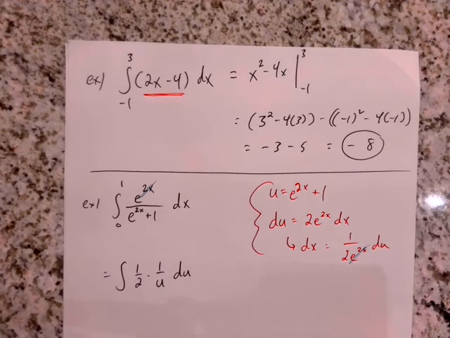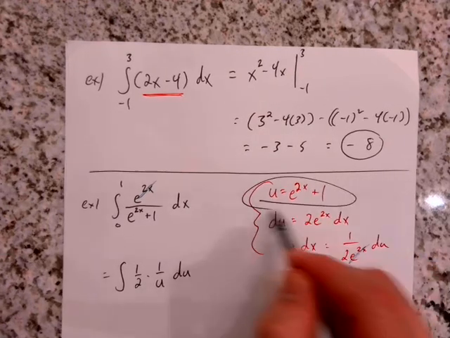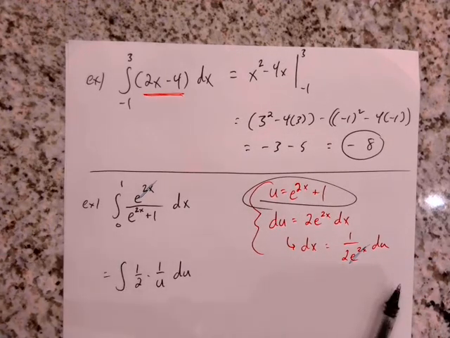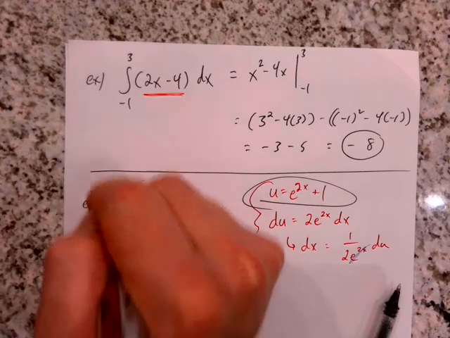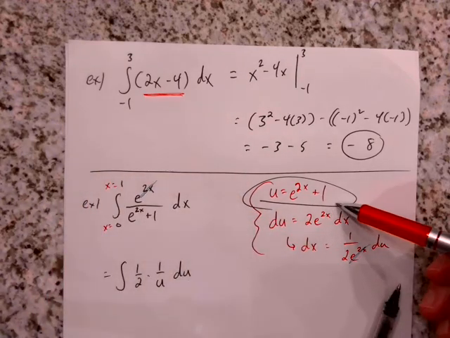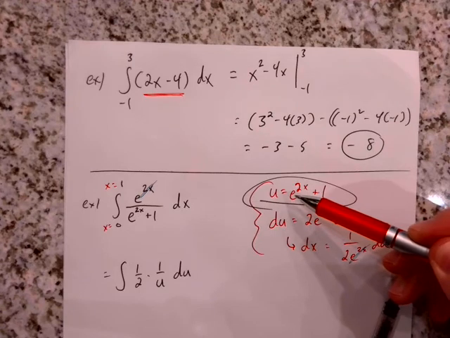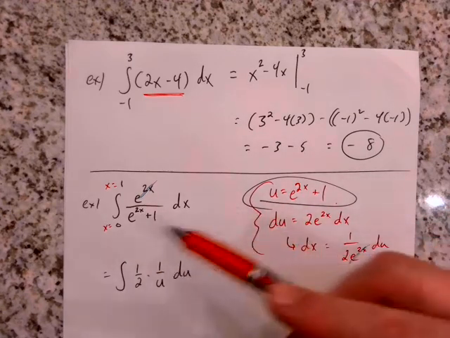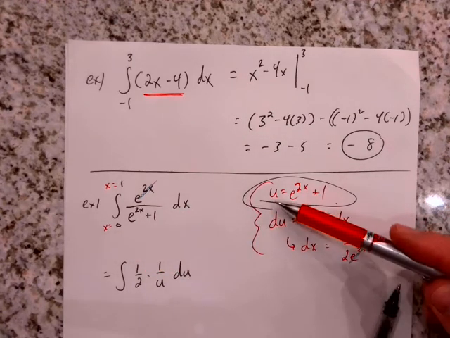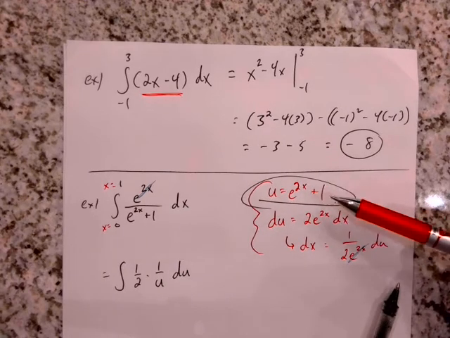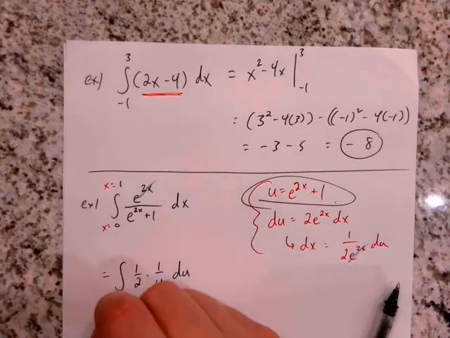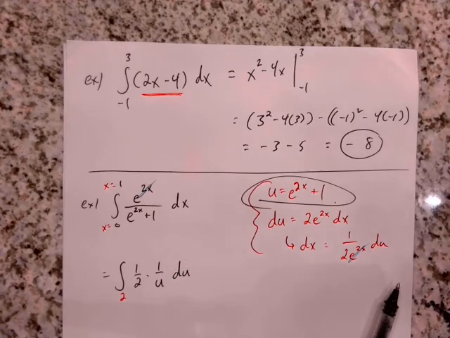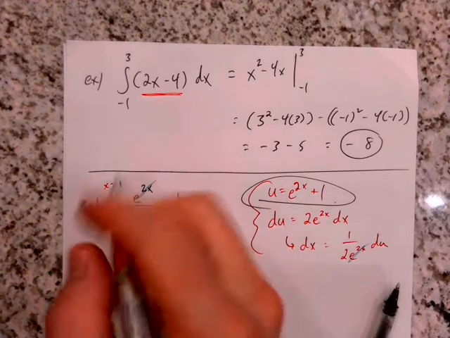For the bounds. Now there's two options for the bounds. The first option is to do the same substitution. These are x values. That's x equals 0 and x equals 1. And this tells us how to turn x's into u's. So if we plug 0 into this, when x equals 0, u is e to the 0 plus 1. That's 1 plus 1, 2. When x is 1, that's e squared plus 1, which you can't simplify.